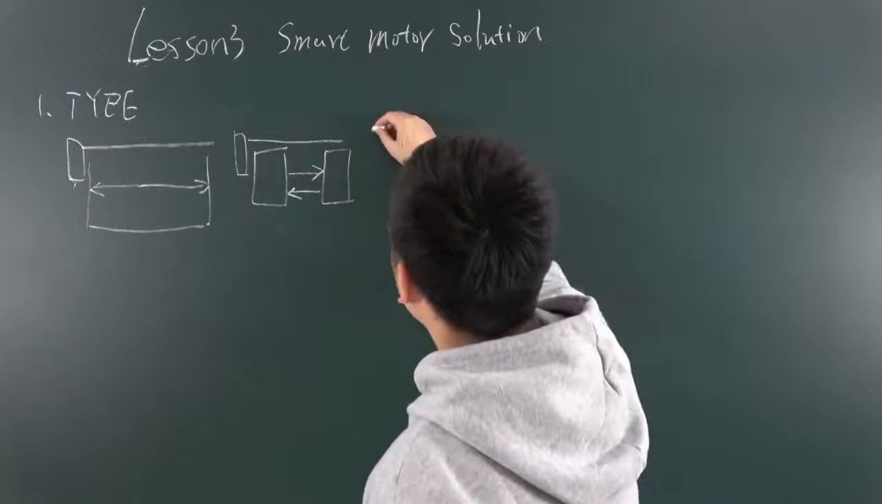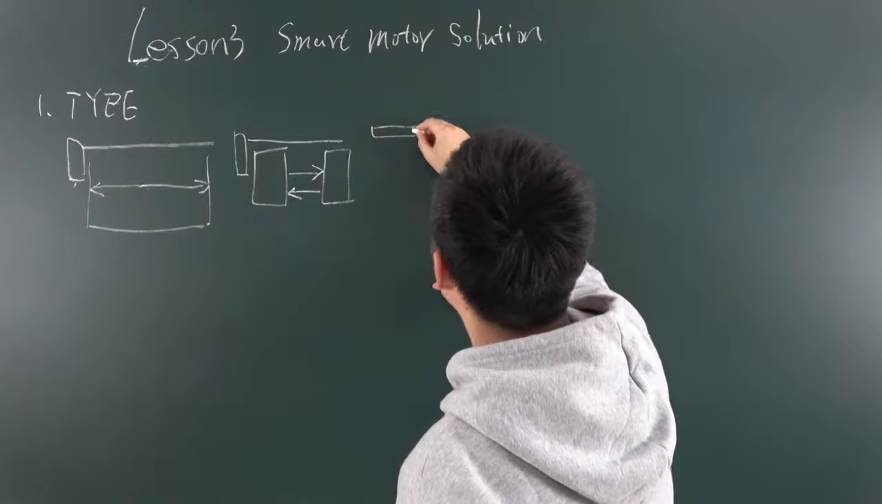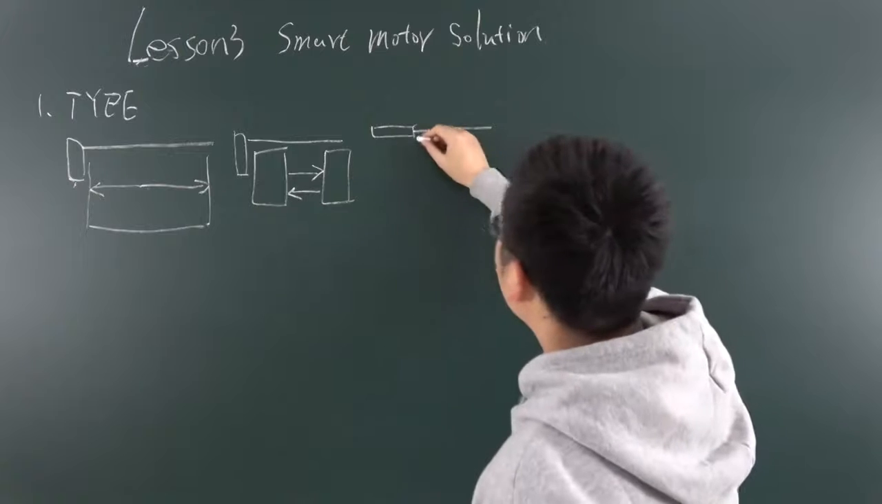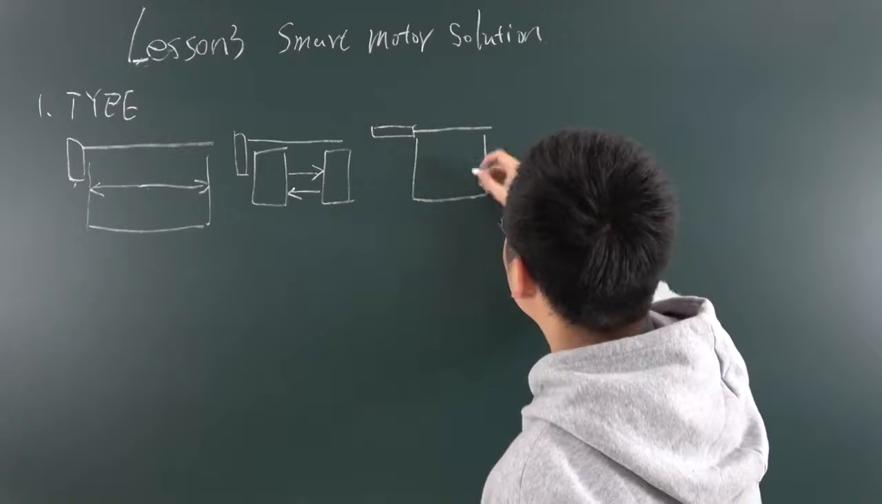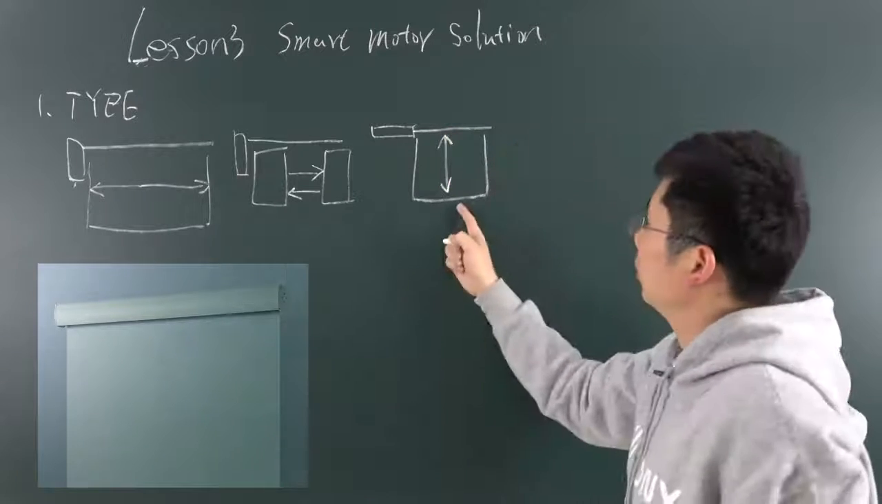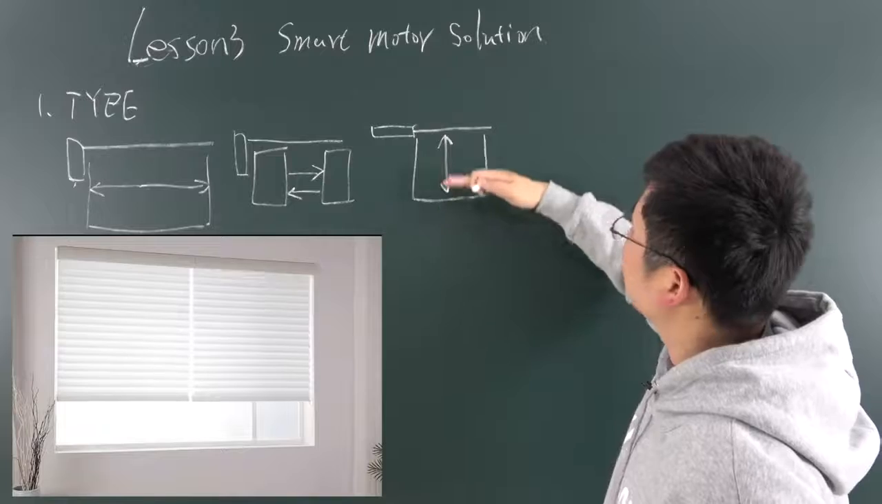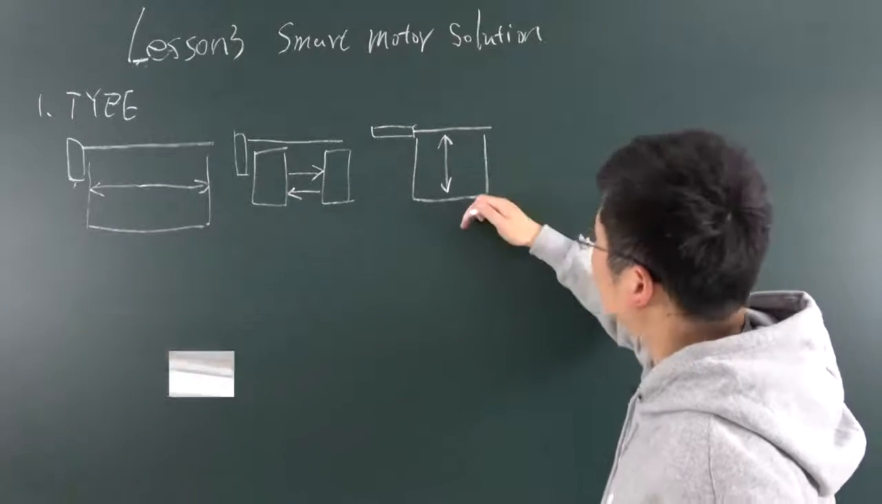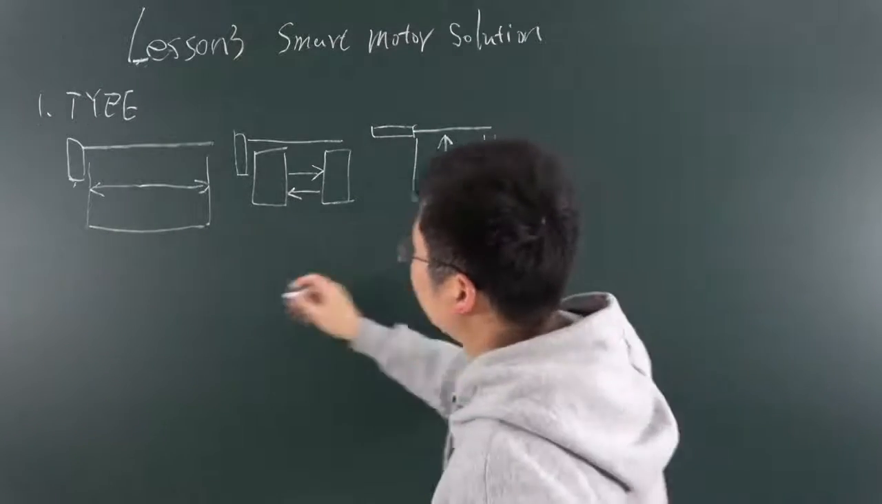Okay. The third is the motor. Now the motor is like this, and the curtain goes up and down. So this curtain will go up and down, just like a blind or a projector screen. So we'll have these 3 types.